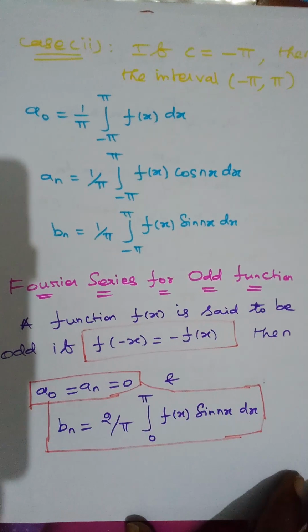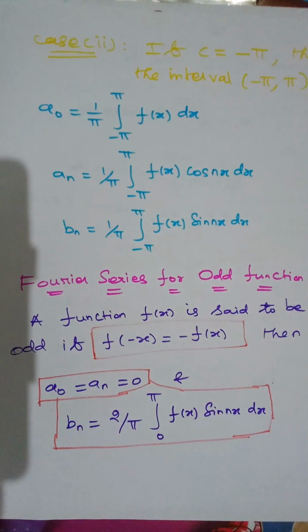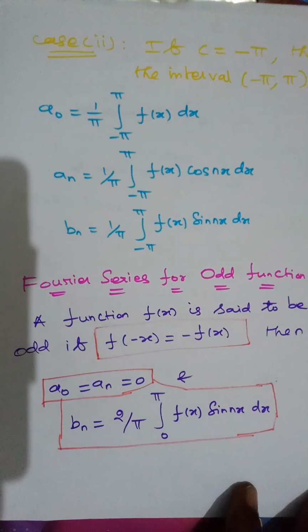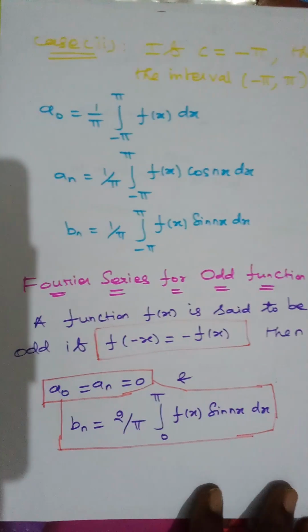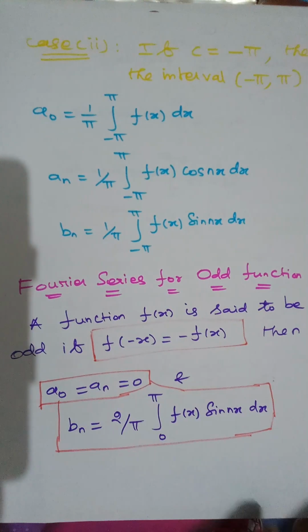And a very important topic, the next one, Fourier series for odd function. So there are two classifications in a function. One is odd function, another one is even function. A function f of x is said to be odd if f of minus x is equal to minus f of x. Very important condition, please remember, simple. If f of minus x is equal to minus f of x, definitely the given function will be an odd function. Okay, so here if it is odd, we should not find a naught and an. Simply we can find bn only.